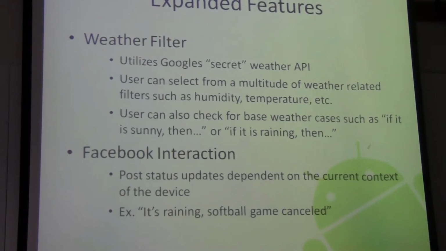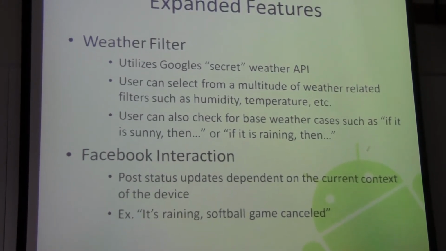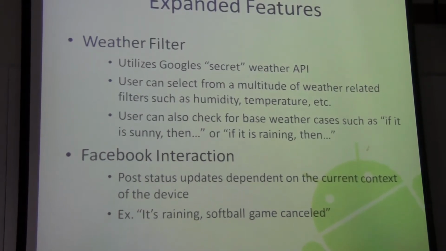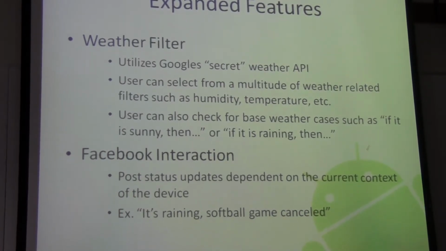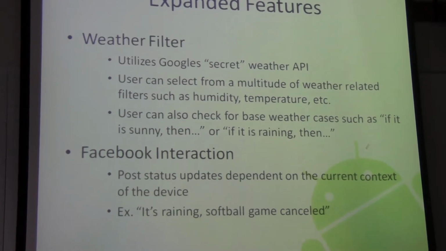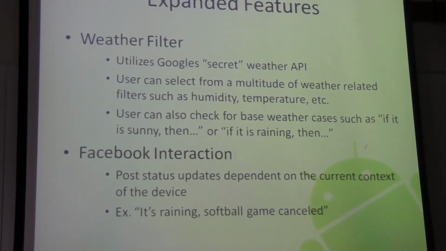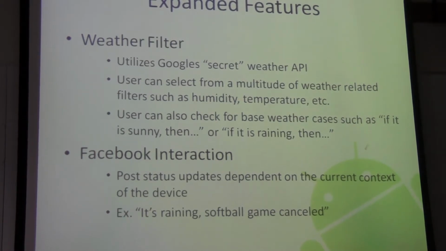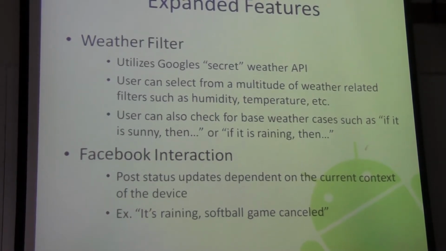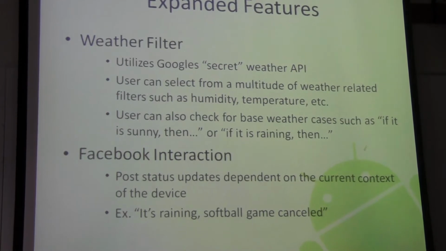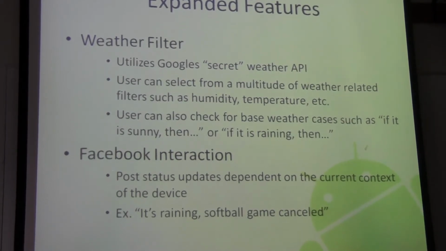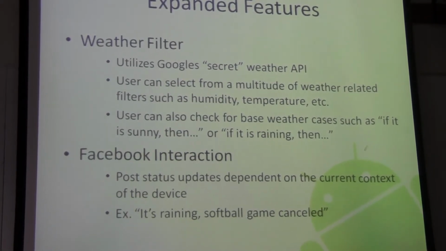So like, say we had a game set up on our Google Calendar for softball, and it's raining, we could automatically post, it's raining outside, game's canceled, stuff like that. That also goes along with the Facebook interaction that we also added to the device. It already came with Twitter interaction, right? Yeah. But we decided to also add the Facebook integration. So there's the softball idea.